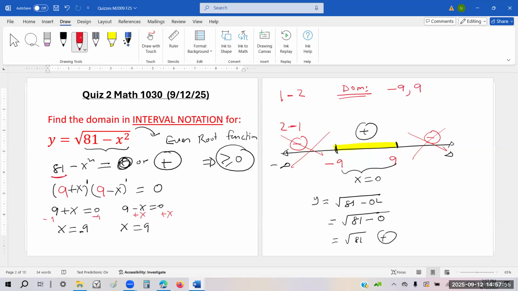When x is -9, do you get something valid or do you get something invalid? When x is 9, what do you get for the y? 0. What is square root of 0? 0, real number. So we can substitute x with -9 and x with +9. So the domain, which I did not see in most of your paper, is actually the middle interval, not the ending. Parentheses means you cannot use negative or +9.